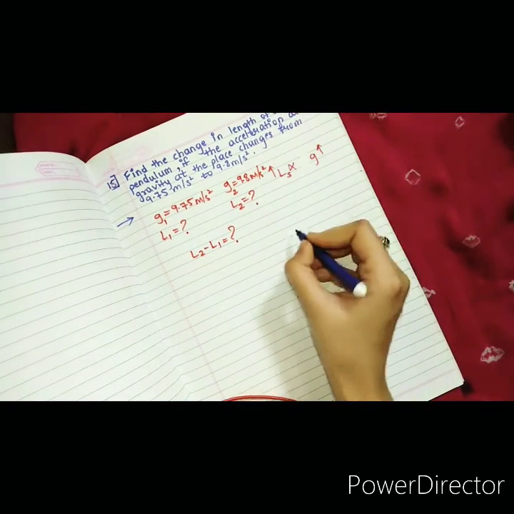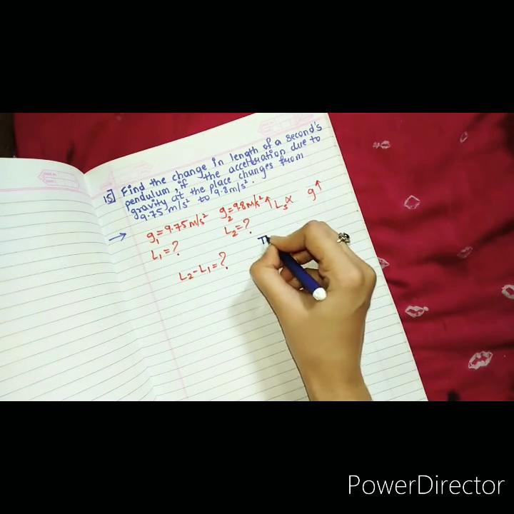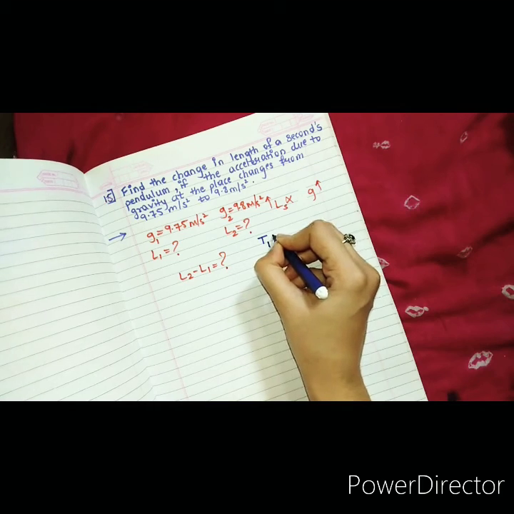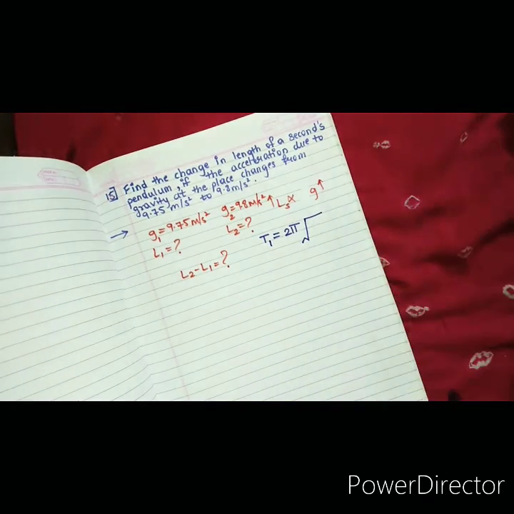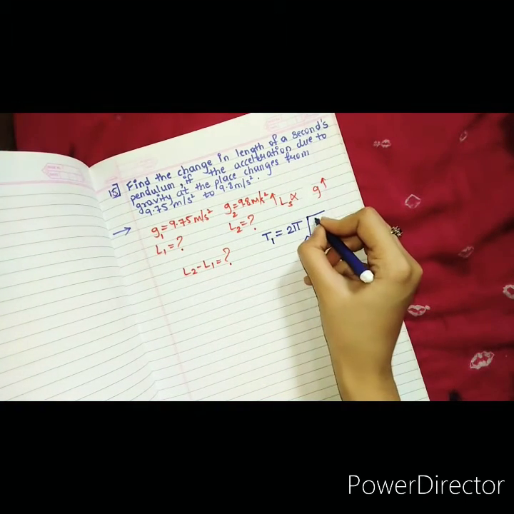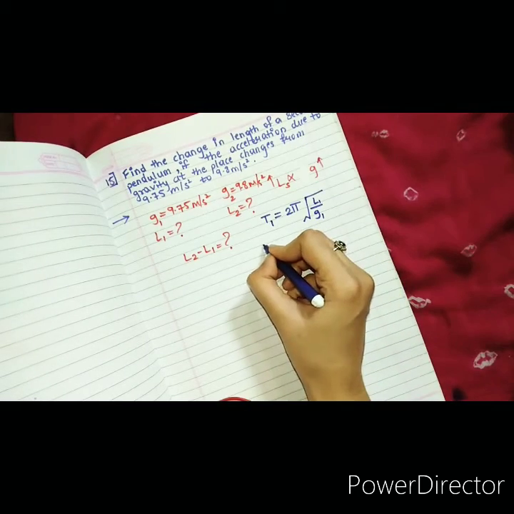So let's start. It is seconds pendulum. So the formula for time period is 2 pi root of L upon g, L1 upon g1.